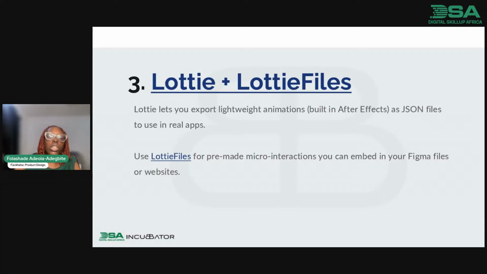We call something Lottie, Lottie files. So Lottie files helps you export lightweight animations and is built in After Effects as JSON file to use in real apps. So you don't have to start creating animations in After Effects. They already did something for you, right? And you can actually tweak it to what you want to build. So there's a plugin that we call Lottify on Figma.